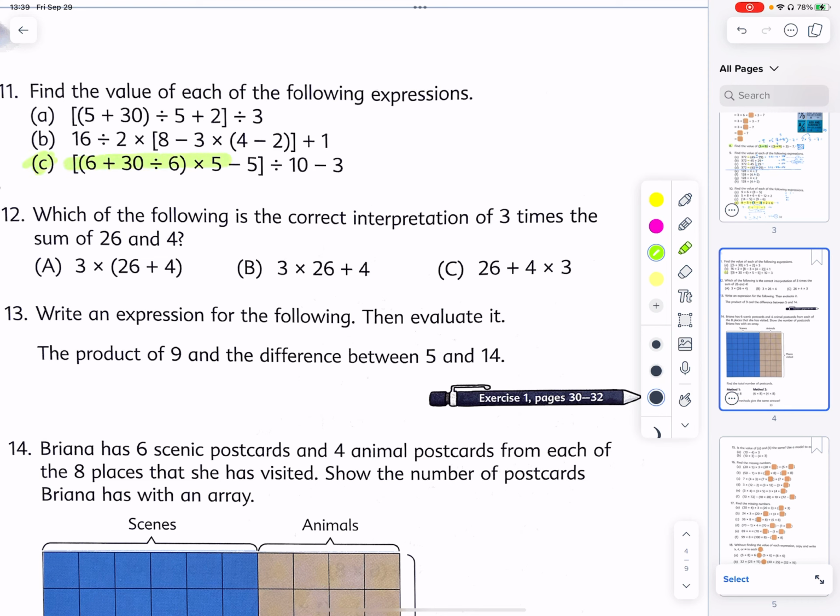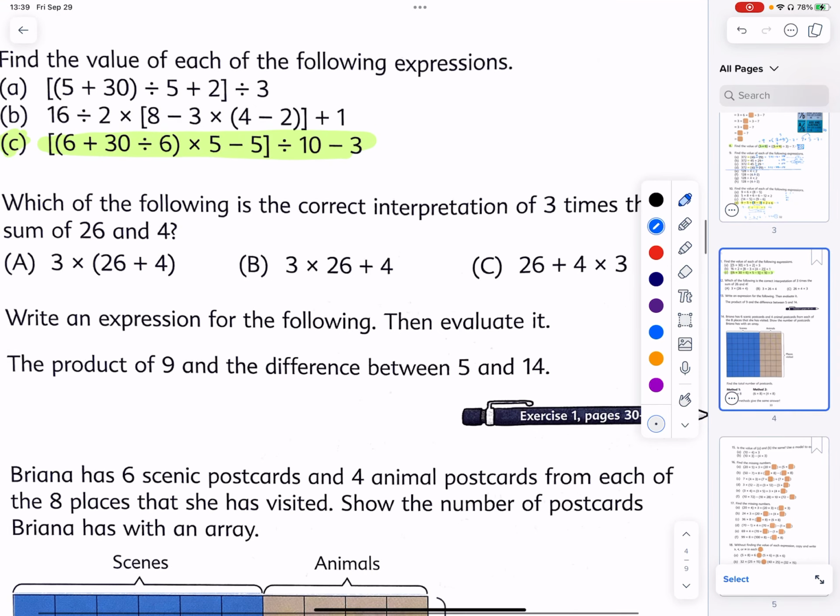So let's take a look at 11C. Let's highlight this expression that we are going to solve together while you solve examples A and B independently. So again, in example C, so much is going on. We have plus, divide, multiply, subtract, divide, subtract. 1, 2, 3, 4, 5, 6 different operations in addition to parentheses and the brackets.